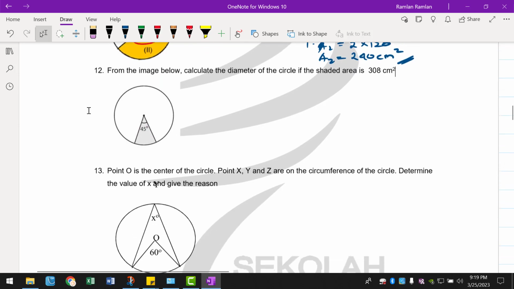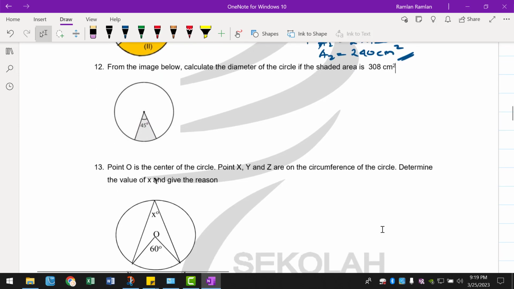Okay, next question, number 12. From the image below, calculate the diameter of the circle if the shaded area is 308 centimeters square. Again, we need to connect what we know from the question. Here we have this angle, that will be the theta. So theta is equal to 45 degrees, and the shaded area, the area of the sector in which the angle is 45 degrees, is 308 centimeter square.